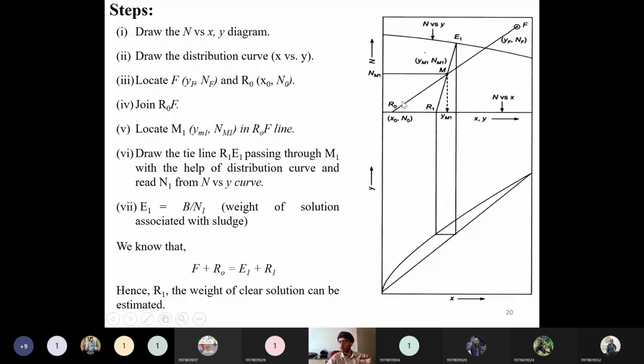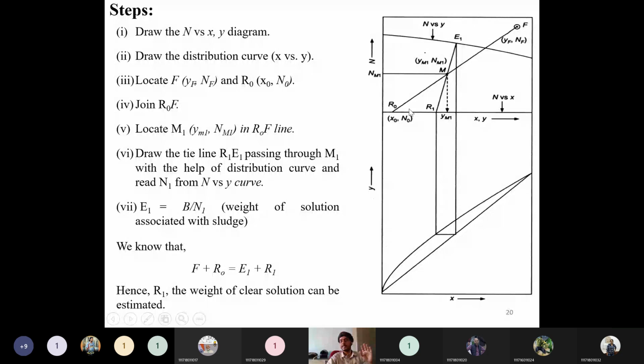Then after joining this, the next point to estimate is M1, or M we can say. So the coordinates for this M are yM1 and nM1. After locating this, usually this M1 will fall on this straight line only. So every time you have to remember, if that M1 is falling somewhere else, it means your parameters, this yM1 and nM1, are somewhat different. You have wrongly estimated that one, that is the wrong one, you can say.